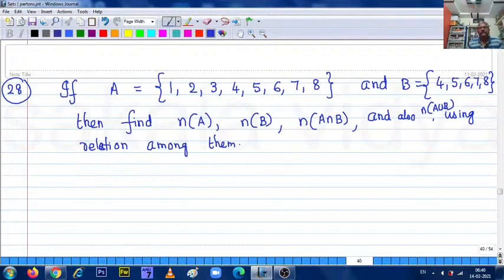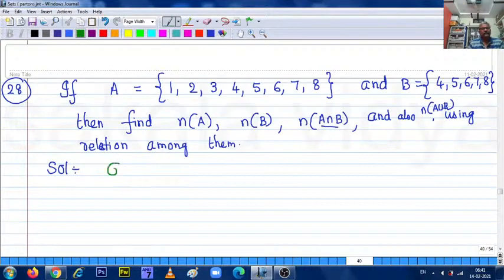Very simple manner we can. First of all, you need to find out A union B and A intersection B. After that, write down n of A, n of B, and n of A intersection B. Otherwise, just simple. Find A intersection B. Write down n of A, n of B, n of A intersection B, and the n of A union B formula, and evaluate n of A union B. Okay, let us proceed for the solution.